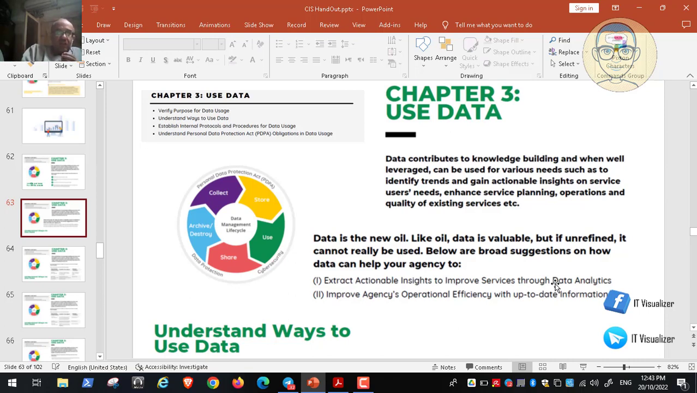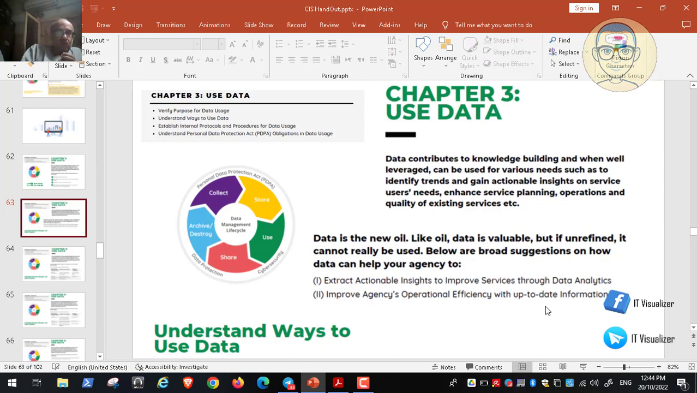For example, we see that there is a trend for a certain product or a certain category of products. For example, a trend for watches. Then we should concentrate on making more watches, or some kind of products. Then we should produce more of this product. Anyway, so you should analyze the data and improve agency operational efficiency with up-to-date information.